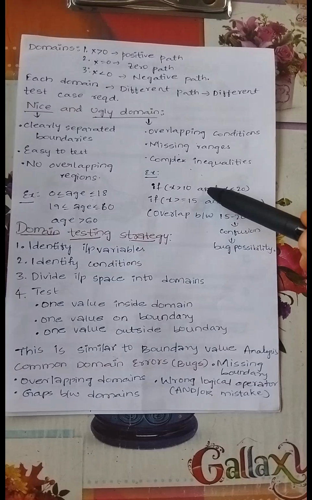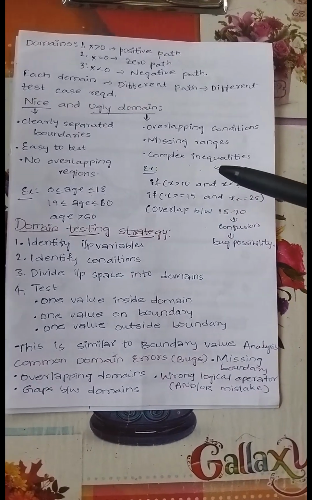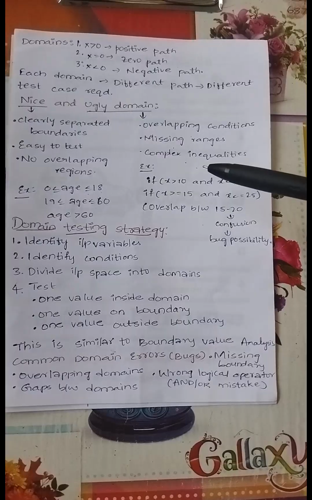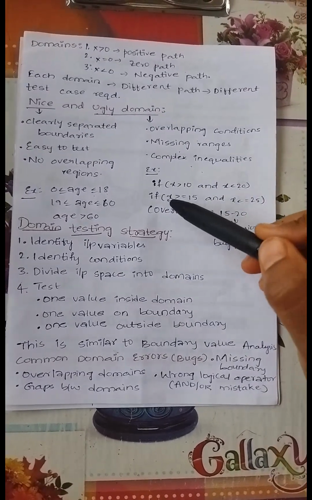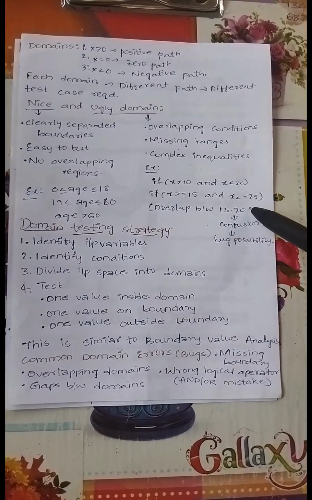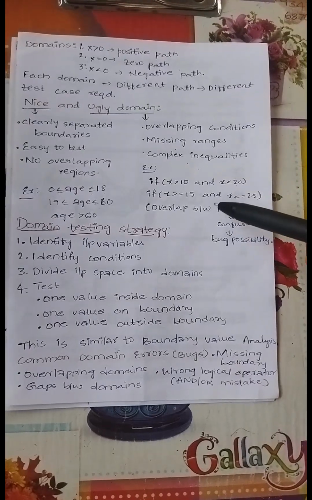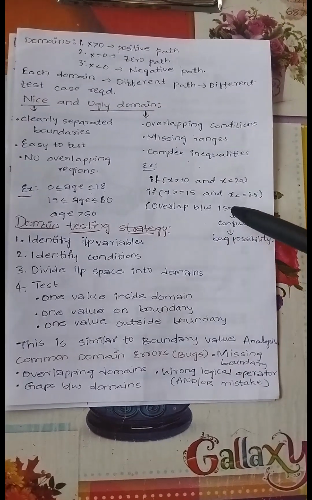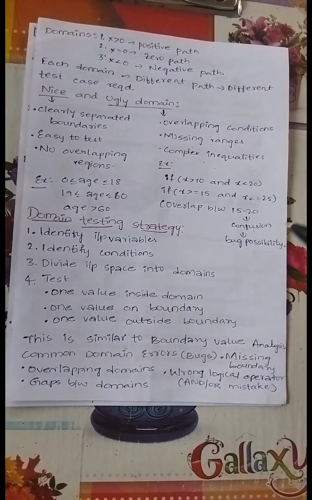Coming to the ugly domain, it is a somewhat confusing or complex testing technique. If x is greater than 10 and x is less than 20, and x is greater than or equal to 15 and x is less than or equal to 25. Here 15 is included in two cases. So it is a confusing case. Overlap between 15 and 20. It is a confusing case. We have some bug possibility.